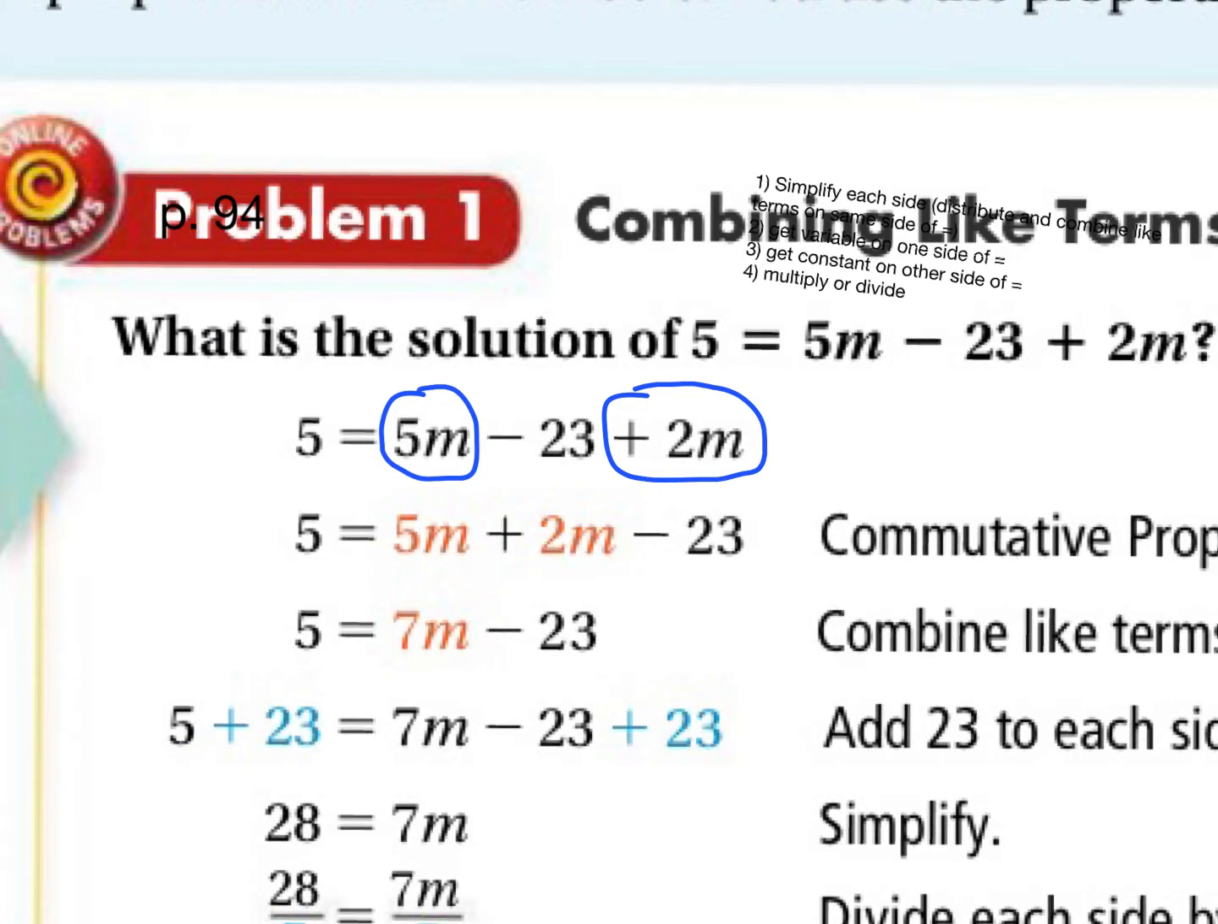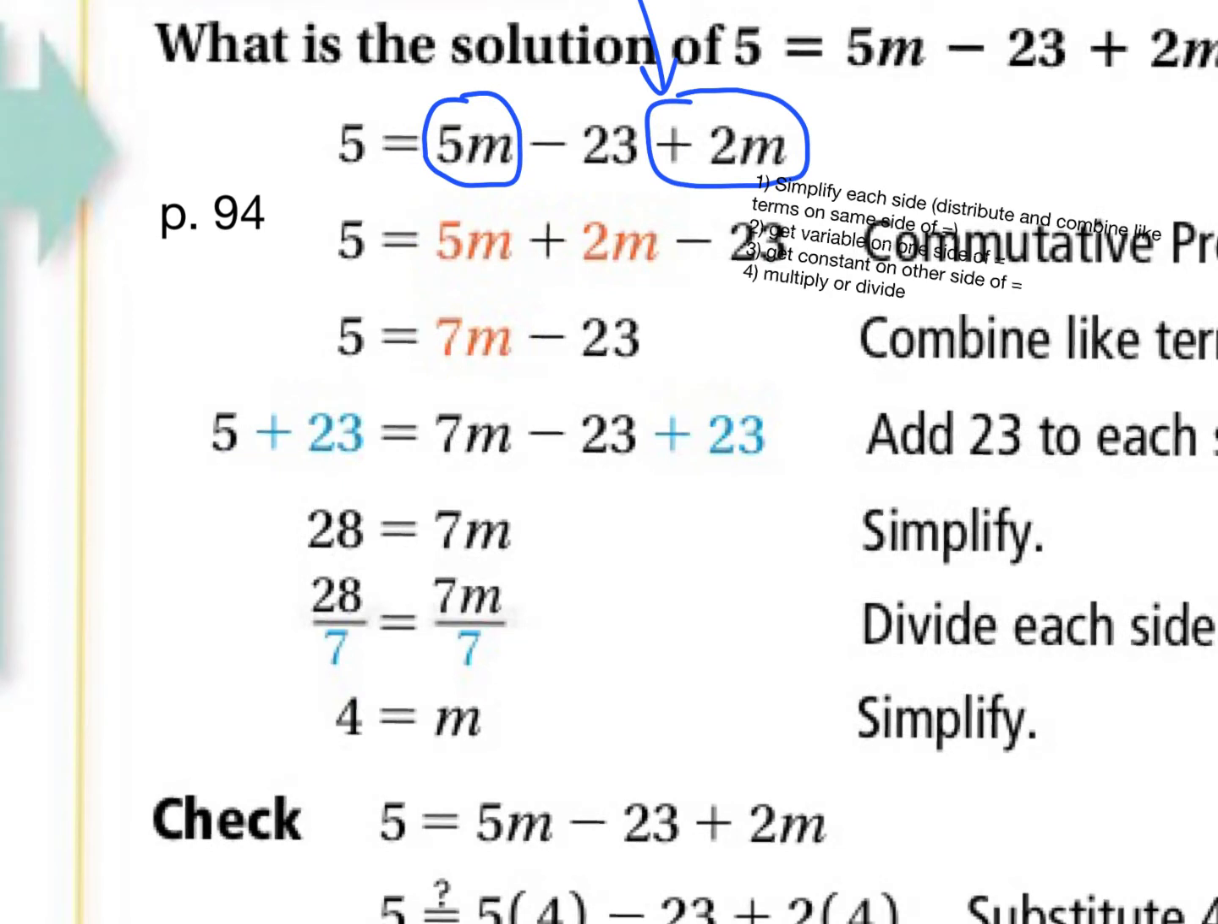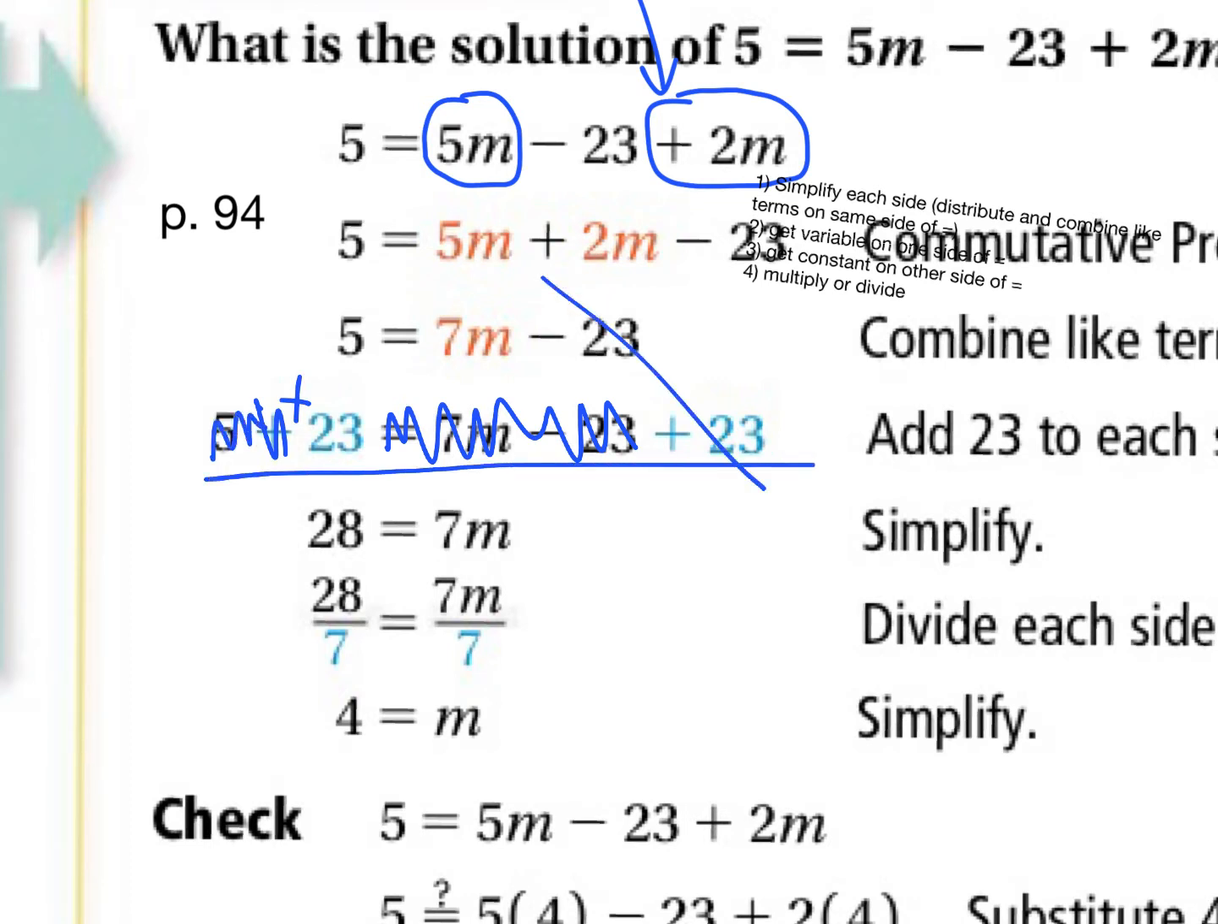Okay. The book rearranged these with the commutative property. If you were doing this problem and you just want to circle those like terms and then combine them, that's fine. Just make sure you remember the sign to the left goes with it. So 5m plus 2m would be 7m. At that point, we actually have a two-step equation. So you could say they're subtracting 23. We could add 23 on both sides to get that to cancel. And then they're multiplying by 7, so we could divide by 7.